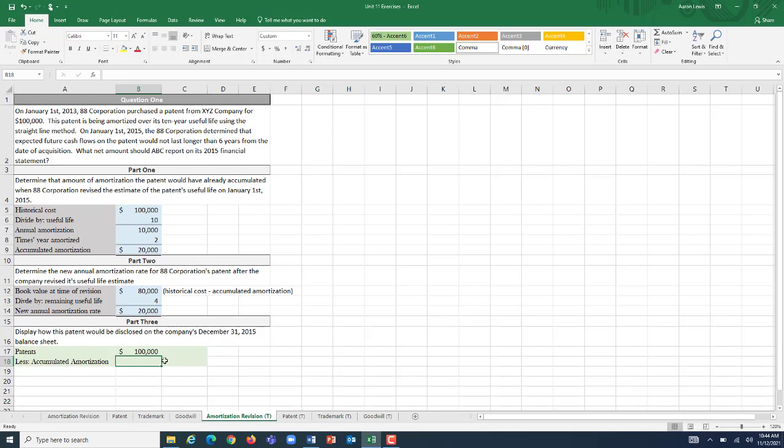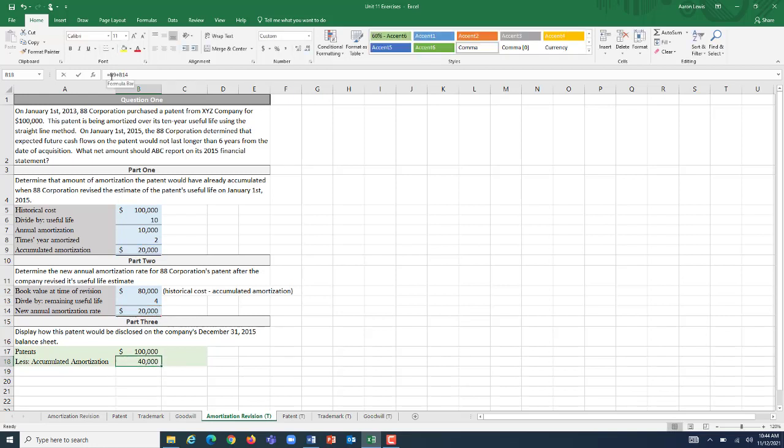How much amortization will this have accumulated? Well, when we revised our estimate on January 1st, 2015, this patent already had $20,000 of amortization accumulated. And then we revised our estimate and determined that our new rate was going to be $20,000 per year. And that's how much we would have amortized our patent by during the 2015 year. So in 2013 and 2014, we took 10 grand off apiece. In 2015, we upped our estimate and started amortizing by $20,000. But in total, this patent would have lost $40,000 in value.